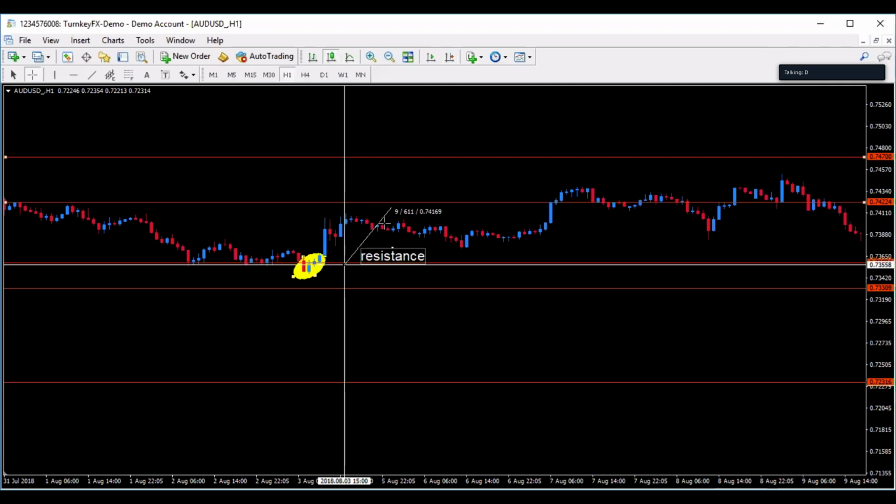You're not going to have this many pips all the time. Sometimes it could be shorter. A lot of times it's going to be shorter. Sometimes it's going to be longer. But again, guys, you just enter and exit from one support and resistance line to the next. And that's how you can confirm your entries and exits.